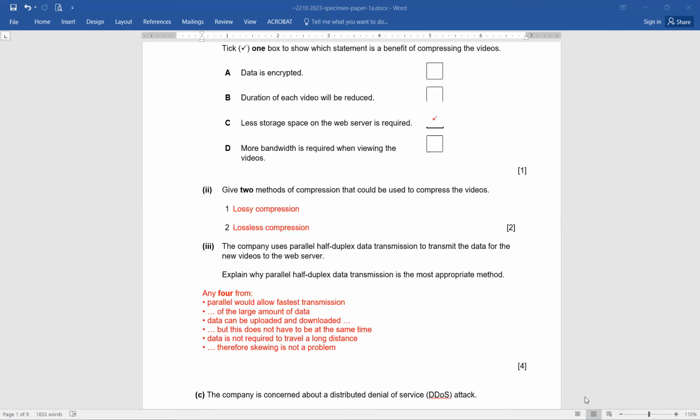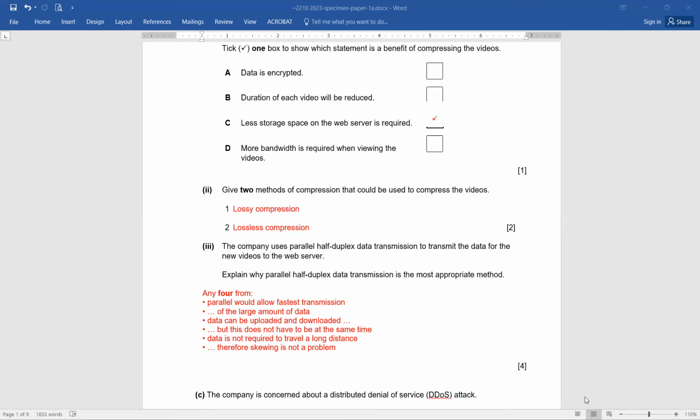Parallel would allow the fastest transmission of the large amount of data. That is going to explain why the company is going to use parallel. What is the benefit? Data can be uploaded and downloaded, but this does not have to be at the same time. That is for half-duplex. Data is not required to travel a long distance. Therefore, skewing is not a problem.